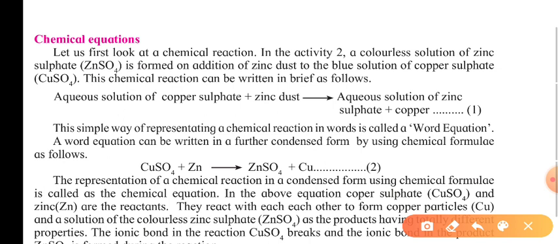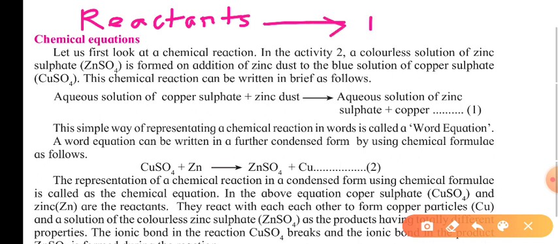Like here, if I want to write down the chemical reaction, then on the left side I have to write reactants, then the arrow sign, and on the right side I have to write products. Why am I writing the plural form, reactants and products? Because there may be more than one reactant. That's why I've written reactants. In a similar way, one or more than one product can be formed.